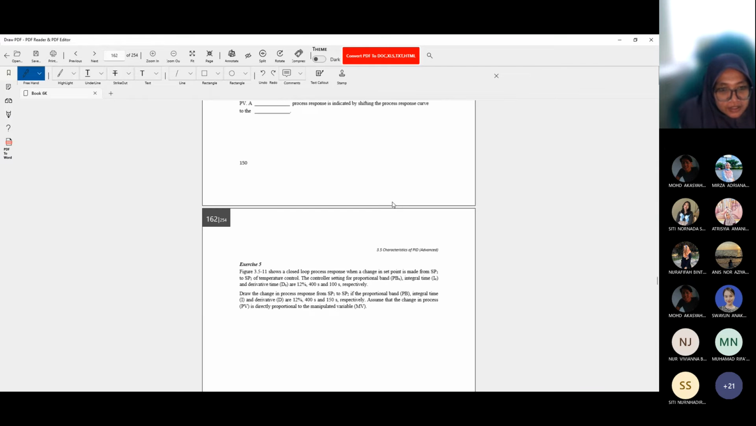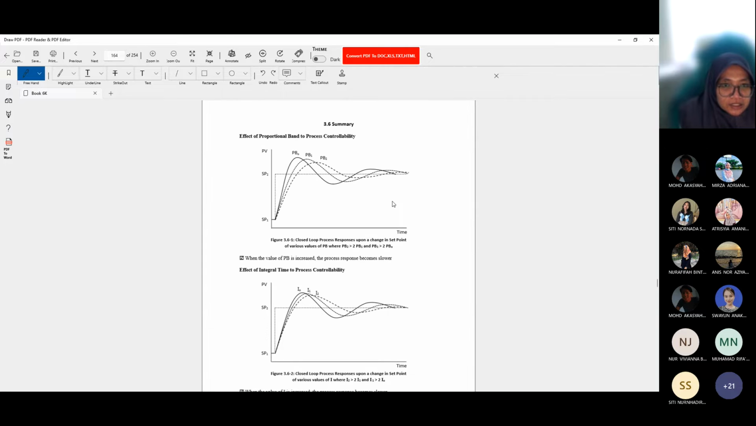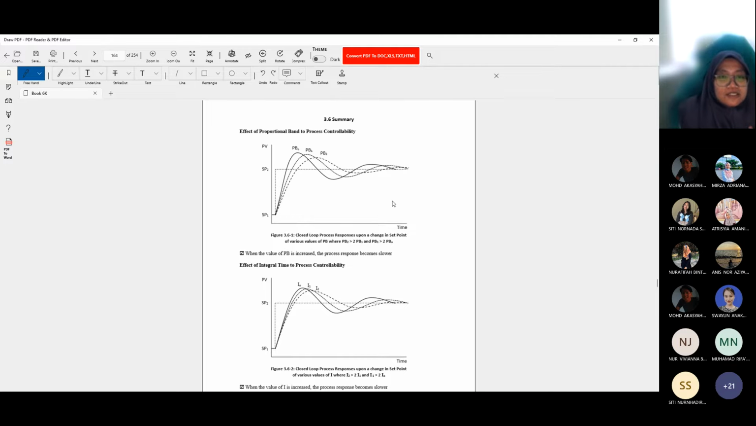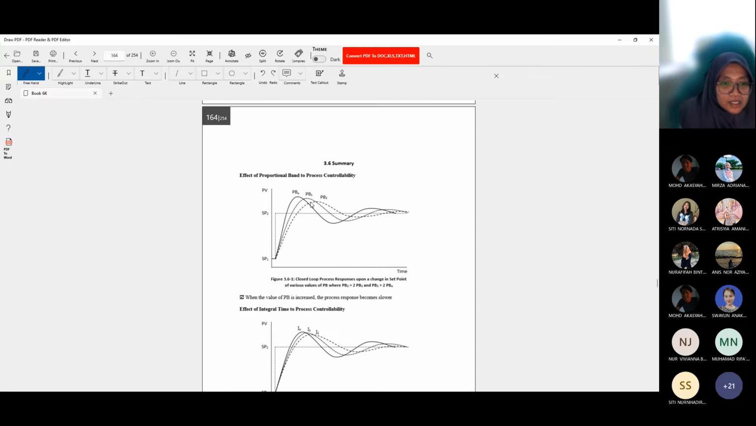Okay, jom kita tengok lagi apa. So dah tak ada lah. Semua dah cover. Okay, dekat sini you boleh tengok juga summary ni dekat dalam buku ni. Kita ada there is a response yang dah buat adjustment on PB. So kita ada PB0 and PB1 and PB2. So sekarang ni the value of PB2 ni is 2 times PB1. PB1 is 2 times PB0.